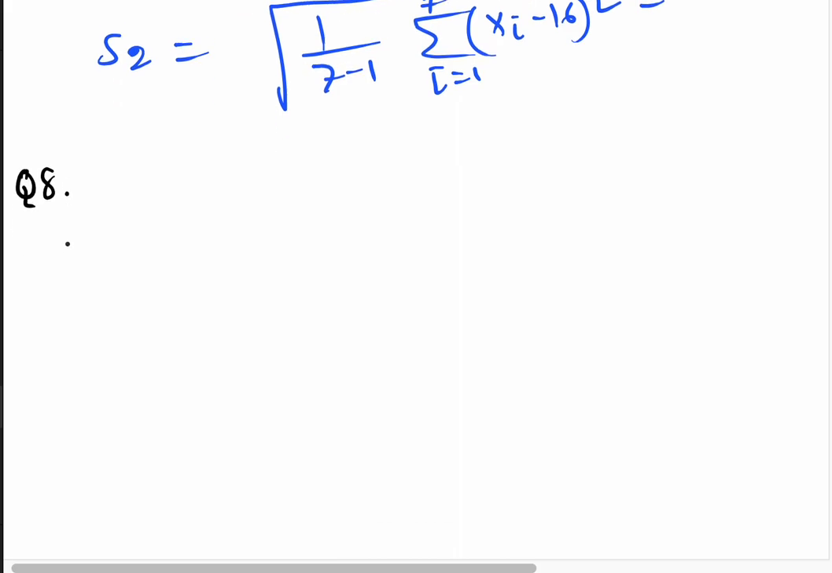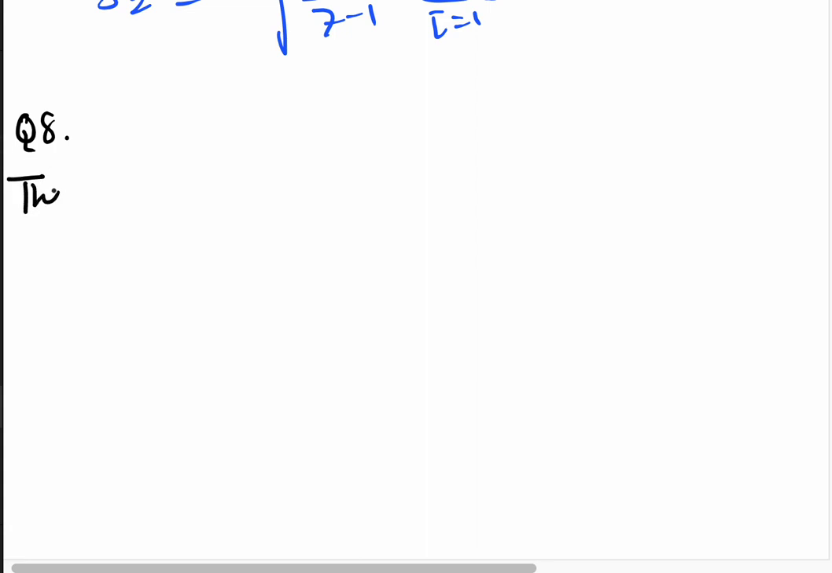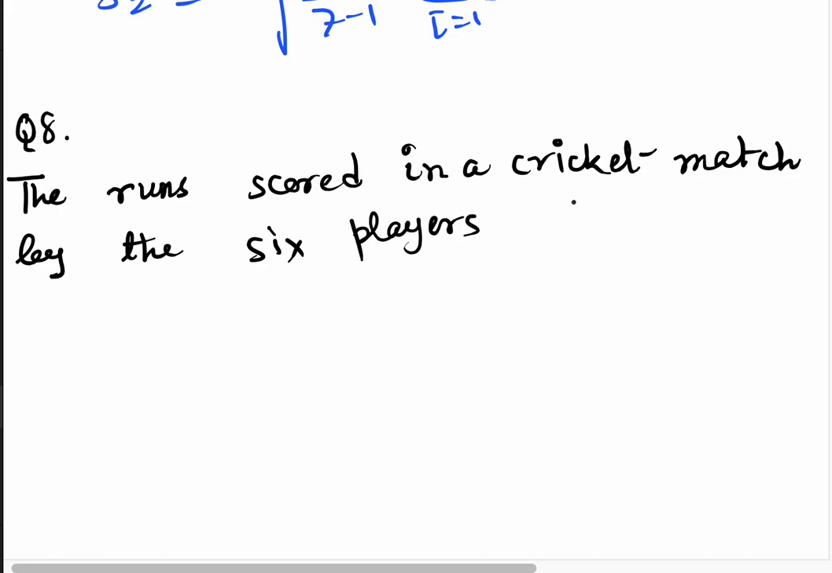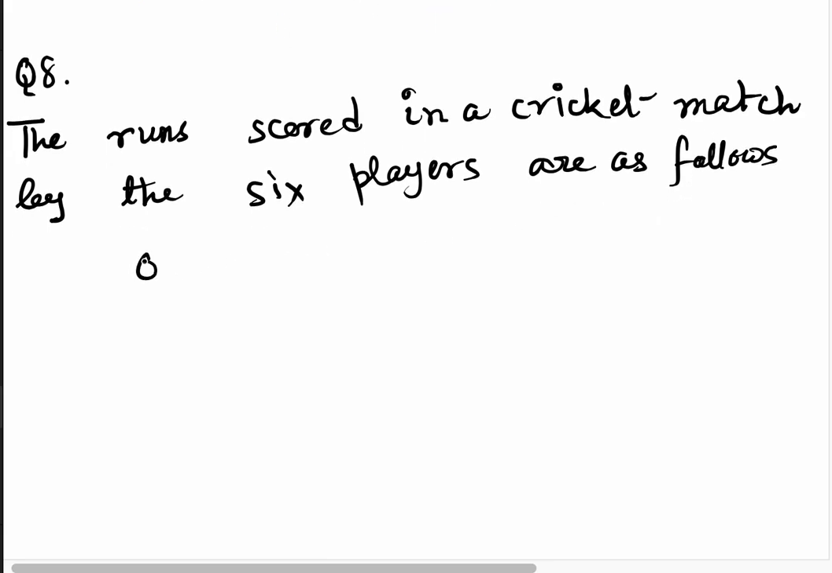Question number 8. The runs scored in a cricket match by 6 players are as follows: 0, 18, 21, X, 91, Y in ascending order.